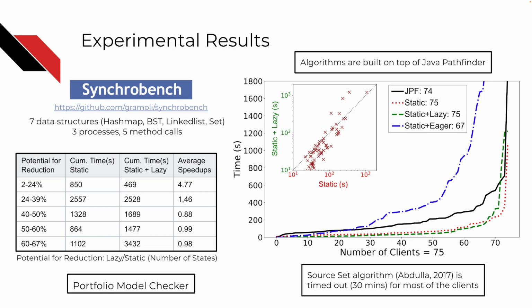So from this comparison, we also conclude that lazy performs better than just static if there is a high potential for reduction. Otherwise, static algorithm is the best. Intuitively, potential is high when the ratio between the number of states obtained by lazy over static is low. Overall, the picture suggests using a portfolio model checker where the static and lazy algorithms are run in parallel. We also did many other experiments for evaluating our algorithms and investigating the effects of different enumerations of transitions on bug finding times, and you can find all these results in our paper.